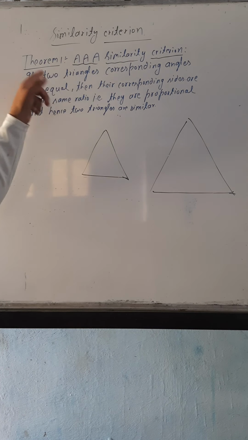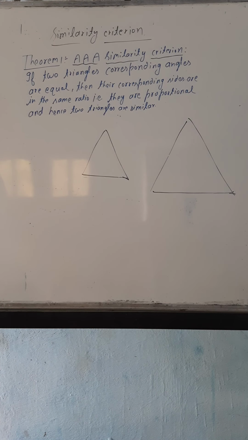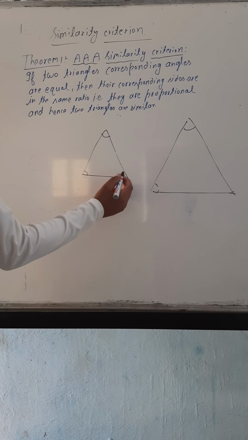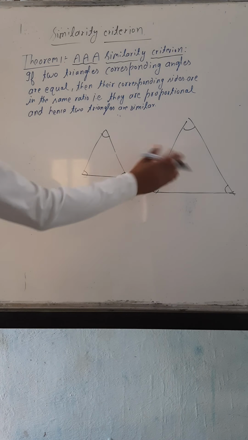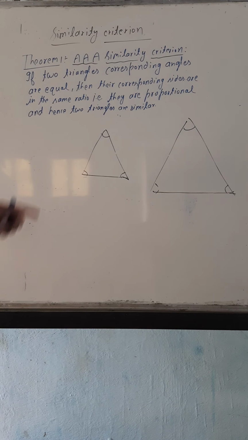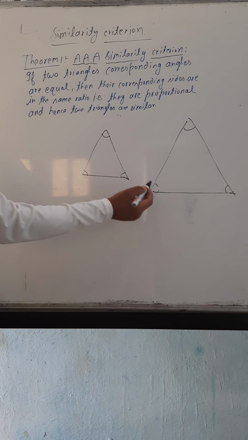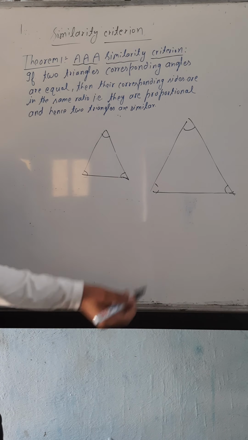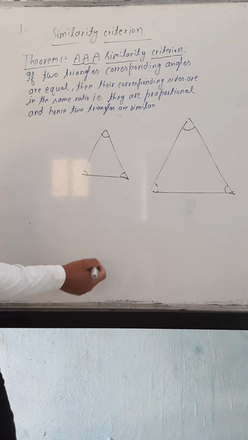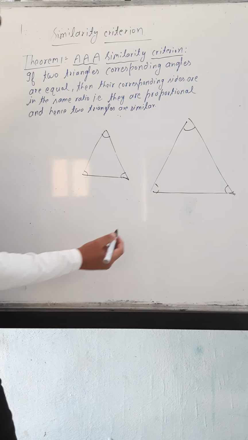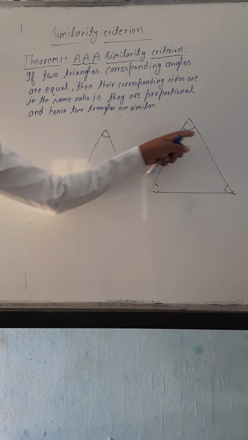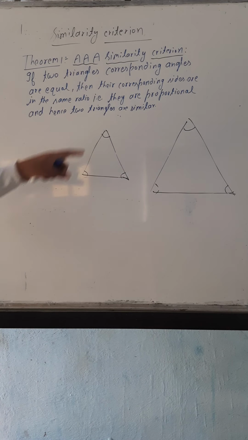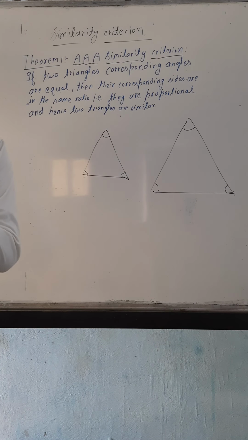What does this theorem say? If two triangles' corresponding angles are equal, this angle equal to this angle, this one equal to this one, and this one equal to this one, then their corresponding sides are in the same ratio. This side divided by this side will be equal to this side divided by that side, and again equal to this side divided by this side. So if the corresponding angles are equal, their sides are also in the same ratio.